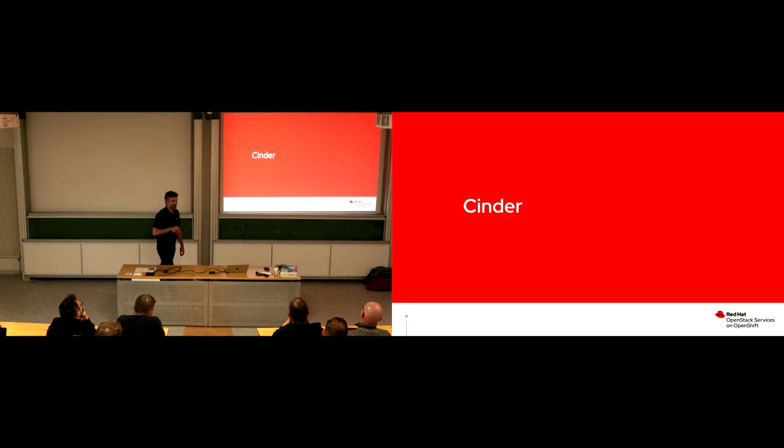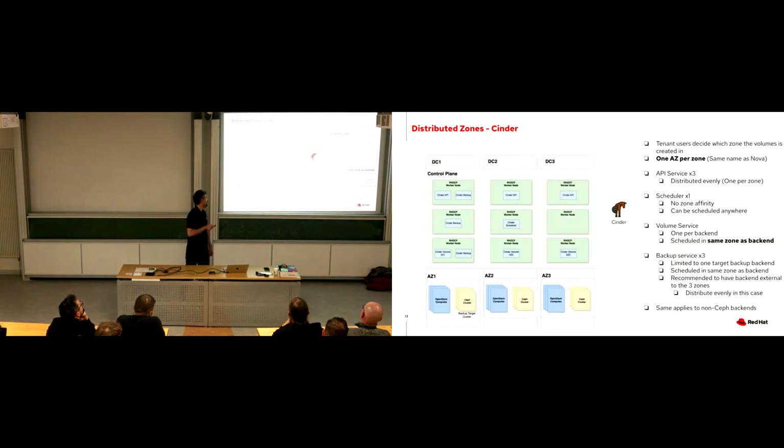Same thing, one backend per zone. All right, let's go more software now. So Cinder, how do we approach Cinder? From a user perspective, you're going to create a volume and specify the availability zone when the volume is to be provisioned, right? We set, as I mentioned, one AZ per zone, and that zone should match the Nova AZ name actually.